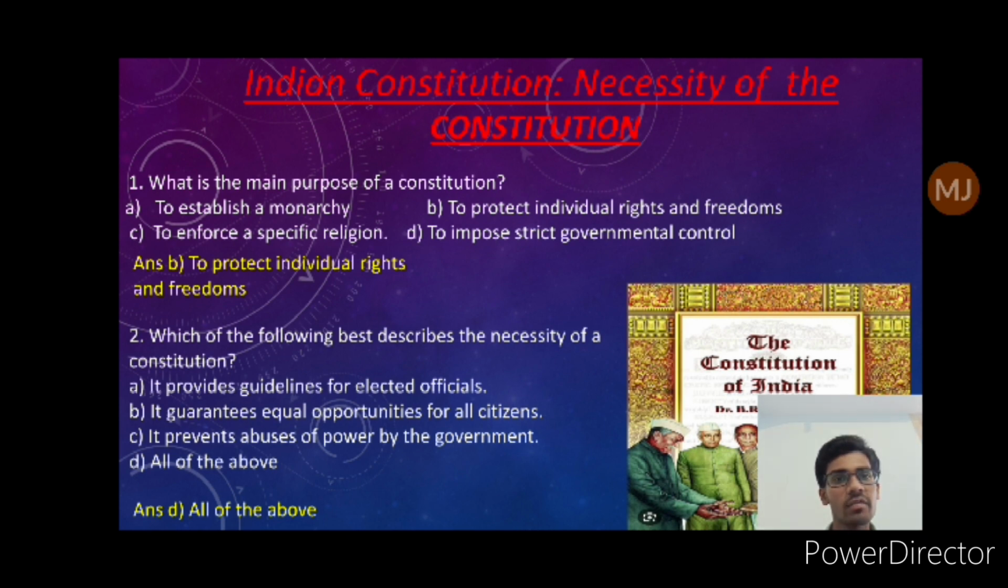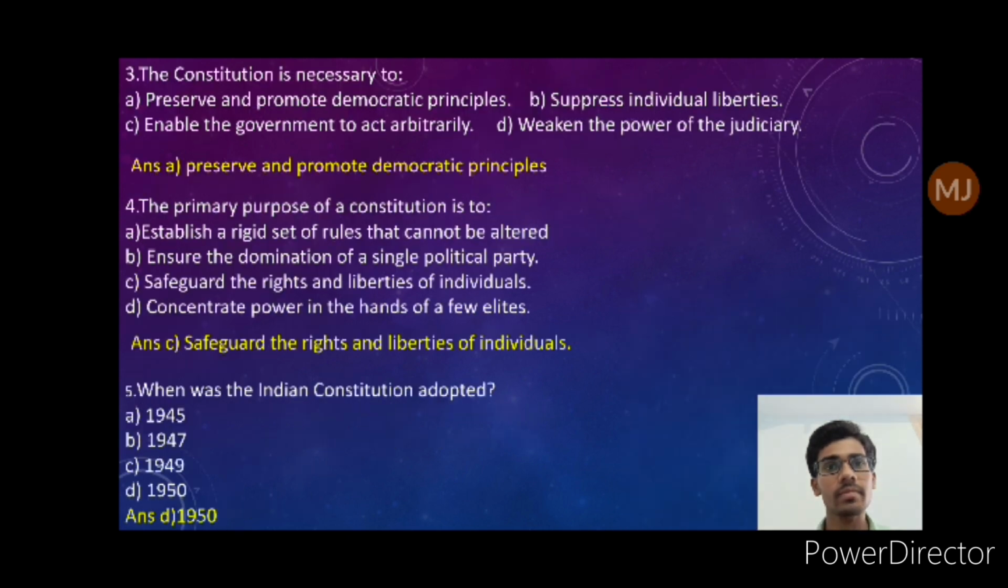Second question, which of the following best describes the necessity of a constitution? Option A, it provides guidelines for elected officials. Option B, it guarantees equal opportunities for all citizens. Option C, it prevents abuse of power by the government. Option D, all of the above. Answer is option D, all of the above.